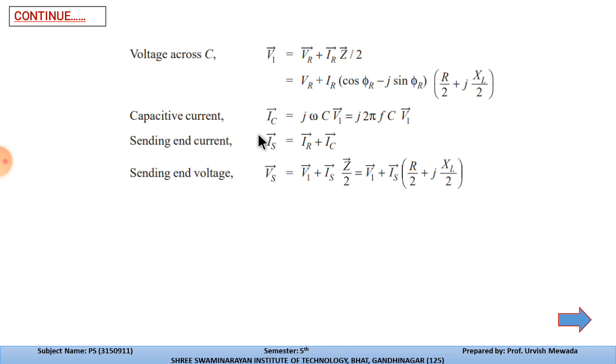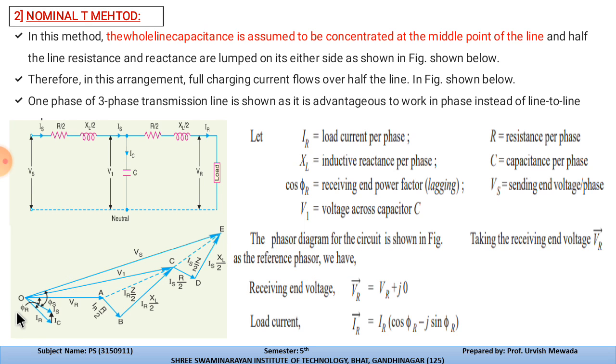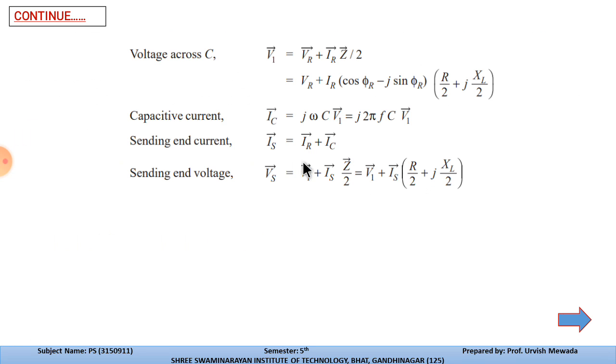Now capacitive current IC, so that we know V1 is equal to IC into 1 upon XC. So XC comes over here when we make IC the subject. So IC is J omega C V1. This omega C is replaced with 2 pi F, so J 2 pi FC V1. So the sending end current IS, from the phasor diagram you can see, is IR plus IC. So here IS is equal to IR plus IC.